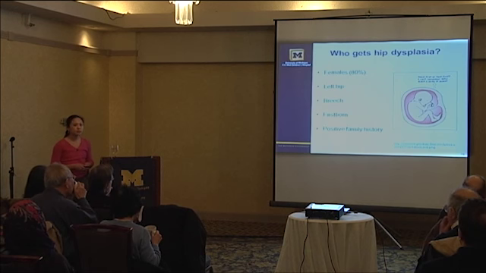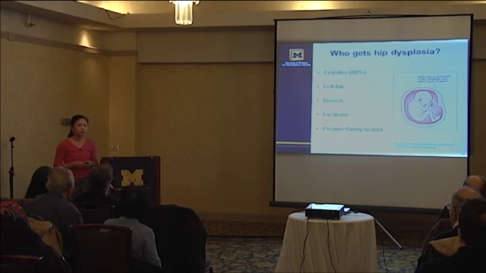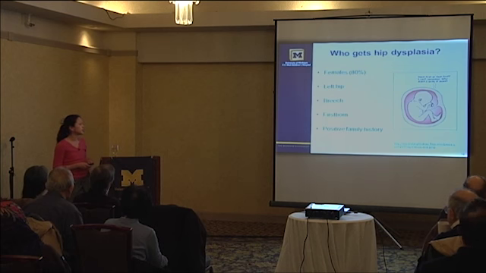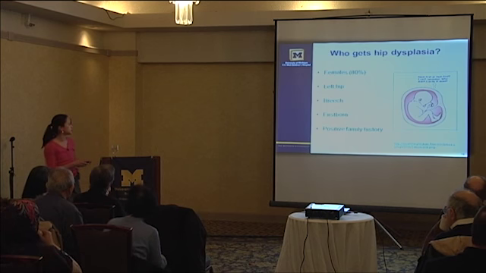If you have one normal parent who has had a previous affected child, then there's a 6% risk that they'll have a subsequent affected child. If you have one affected parent who has no previously affected children, then there's a 12% risk that they'll have a subsequent child with hip dysplasia. And then if you have one affected parent with one previously affected child, then there's a 36% risk of having a subsequent child with hip dysplasia.